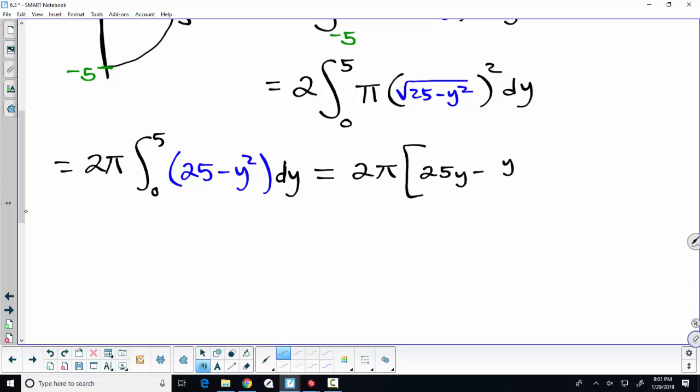25y minus y cubed over 3 from 0 to 5. So we've got 500 pi over 3.